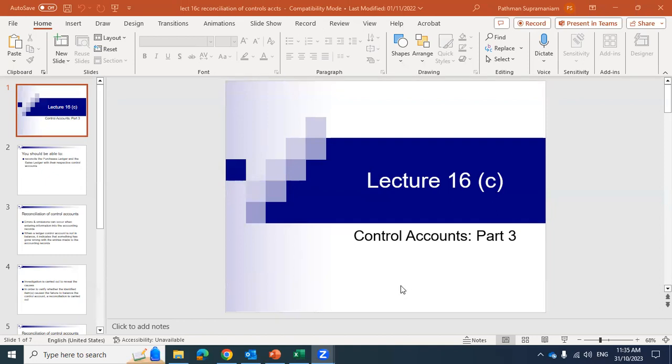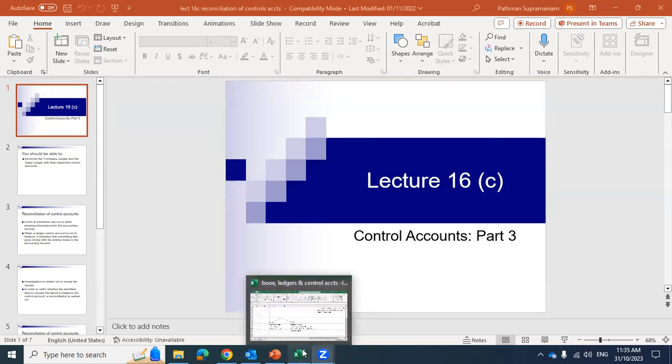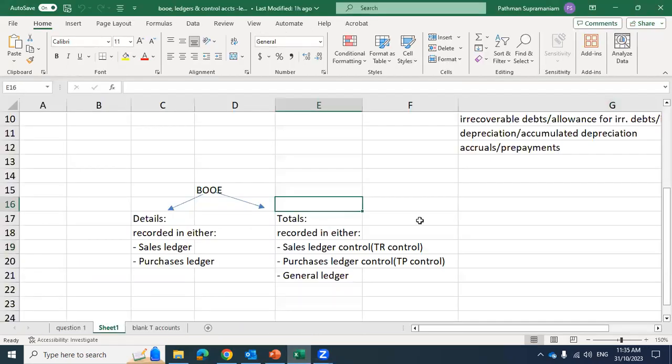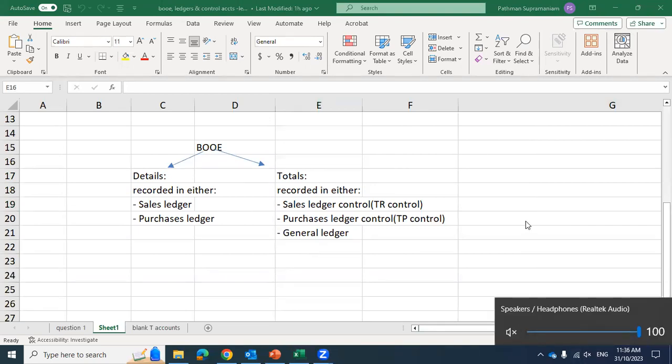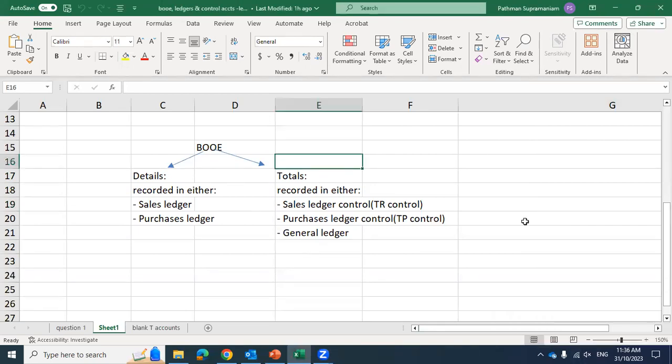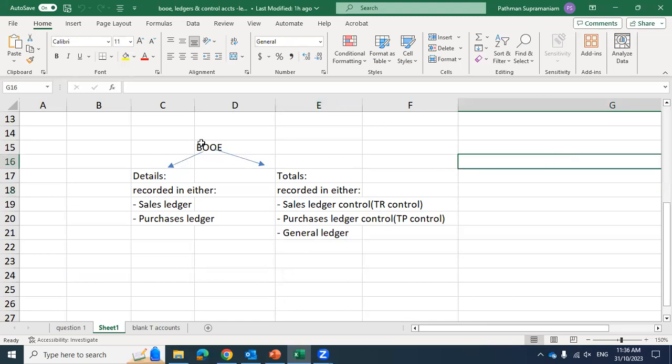Okay, in this video, we will now look at reconciliation of control accounts. Having learned the sales ledger control account format and the purchase ledger control account format, we now need to know how to reconcile between these two. Before we go into the reconciliation proper, we need to go back to basics.